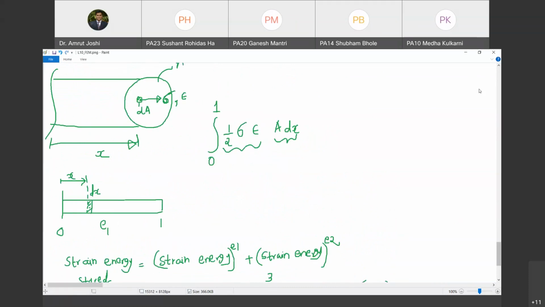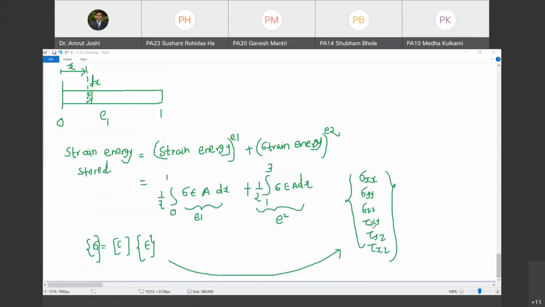Now I want someone to unmute. Ganesh, can you unmute now? Tell me, out of these stress components, which are the stress components that are prevailing in this case? Is sigma xx present? Yes, sir. What about sigma yy? No. Sigma yy, sigma zz, tau xy, tau yz, and tau xz will not be present. Do you agree with me?